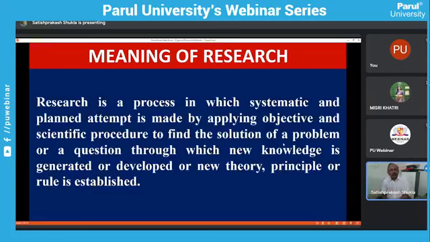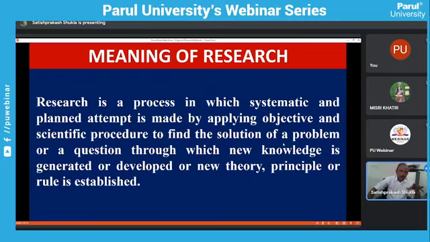Now, let us see the definition of the same. We know that research is a process. In the definition also, it is clearly mentioned that research is a process in which a systematic and planned attempt is made by applying objective and scientific procedure to find the solution of a problem or a question, through which a new knowledge is generated or developed, or a new theory, principle, or rule is established. In the definition also, it is not said that we are searching again and again. Anything found by a scientific process, that is research. So we have to take care while defining the meaning of research that it is not searching again and again.